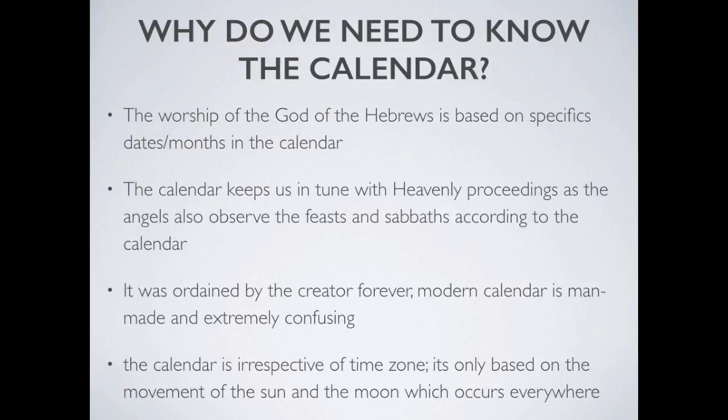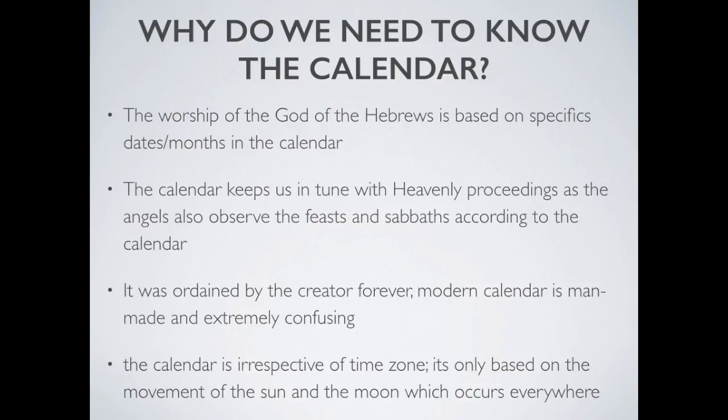It's very confusing. Because we have computers in our modern day, we have our cell phones, we can easily check what the date is. If we lived in a world where we didn't have those things, nobody would be able to know what the calendar is. It's extremely confusing. The Most High did not make it that way. He gave us a very simple calendar.